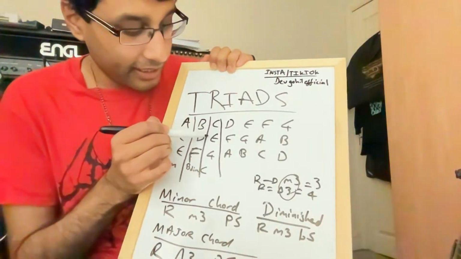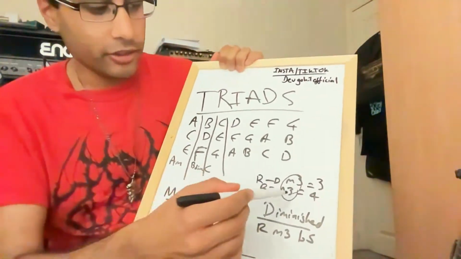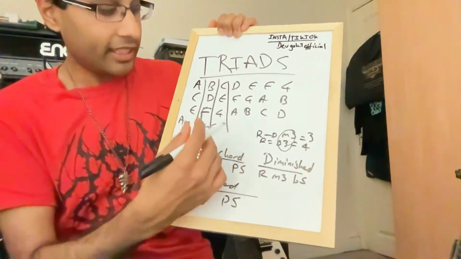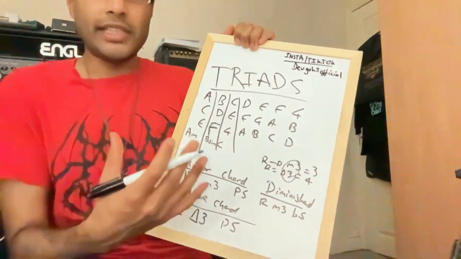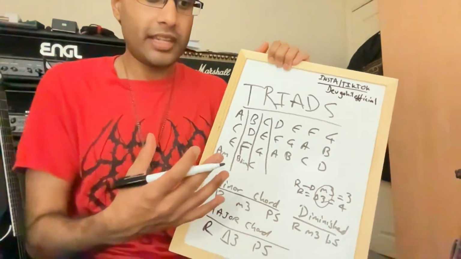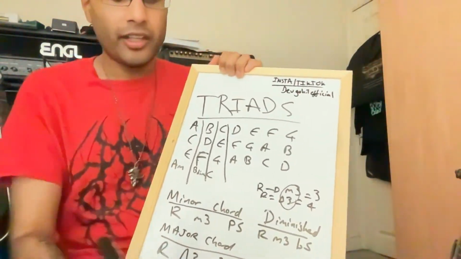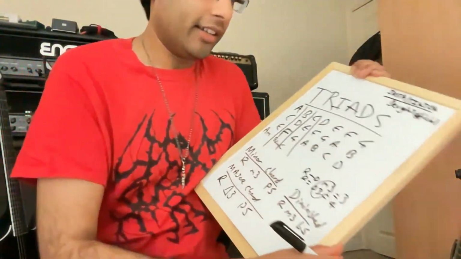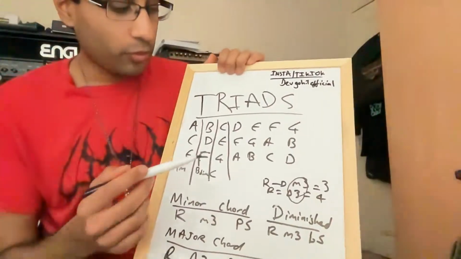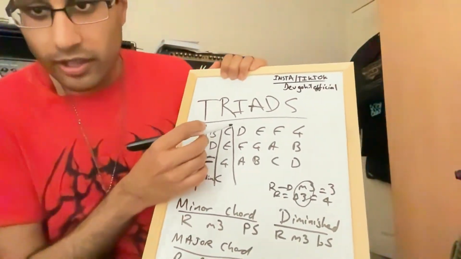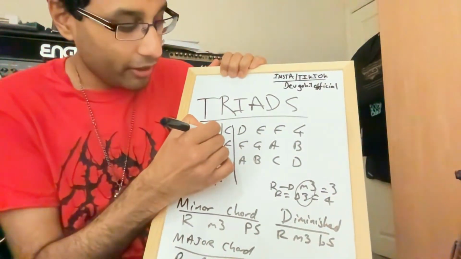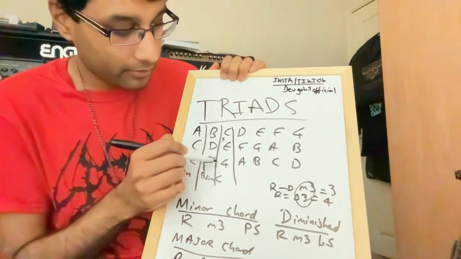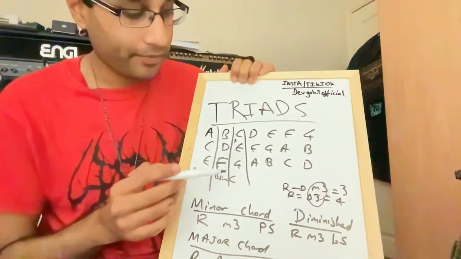From C to E, we have a distance of 4 frets, and 4 frets is a major third. So it's going to be C major. But is it going to be C major with a flat fifth, or a sharpened fifth? What type of fifth is it? Let's work it out. From C to E, we know that's a major third, so that's 4 frets. And then from E to G, how many frets is it from E to G?